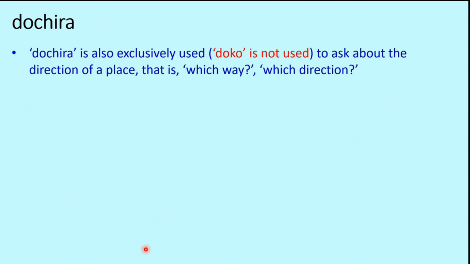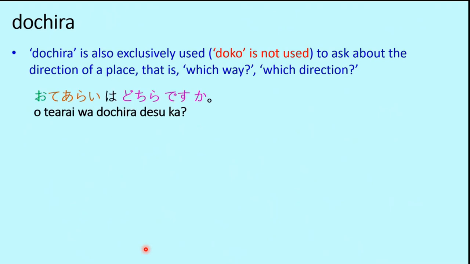Dochira is also exclusively used, that is doko is not used, to ask about the direction of a place, that is which way or in which direction something lies. For example, O tearai wa dochira desu ka? Tearai means toilet or the washroom. So which way is the restroom? Suppose you are inside a hotel and you are not able to find the restroom. Then you ask someone where the restroom is located or which way you should go to reach the restroom. In that case, you use dochira. O tearai wa dochira desu ka?